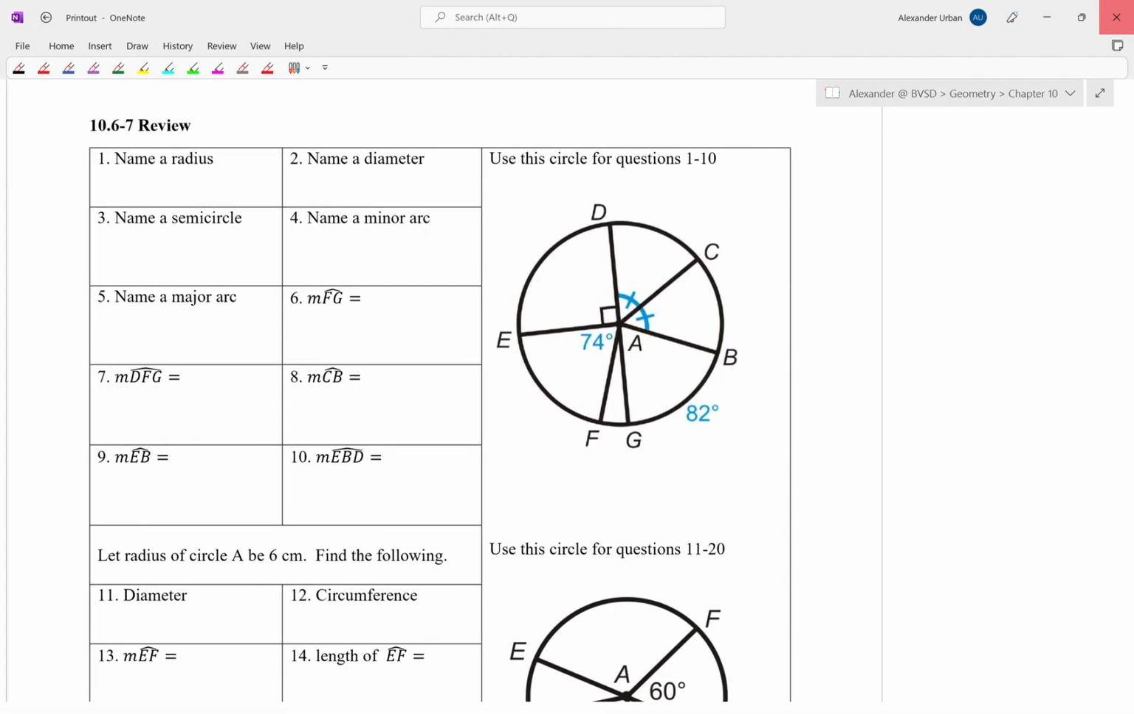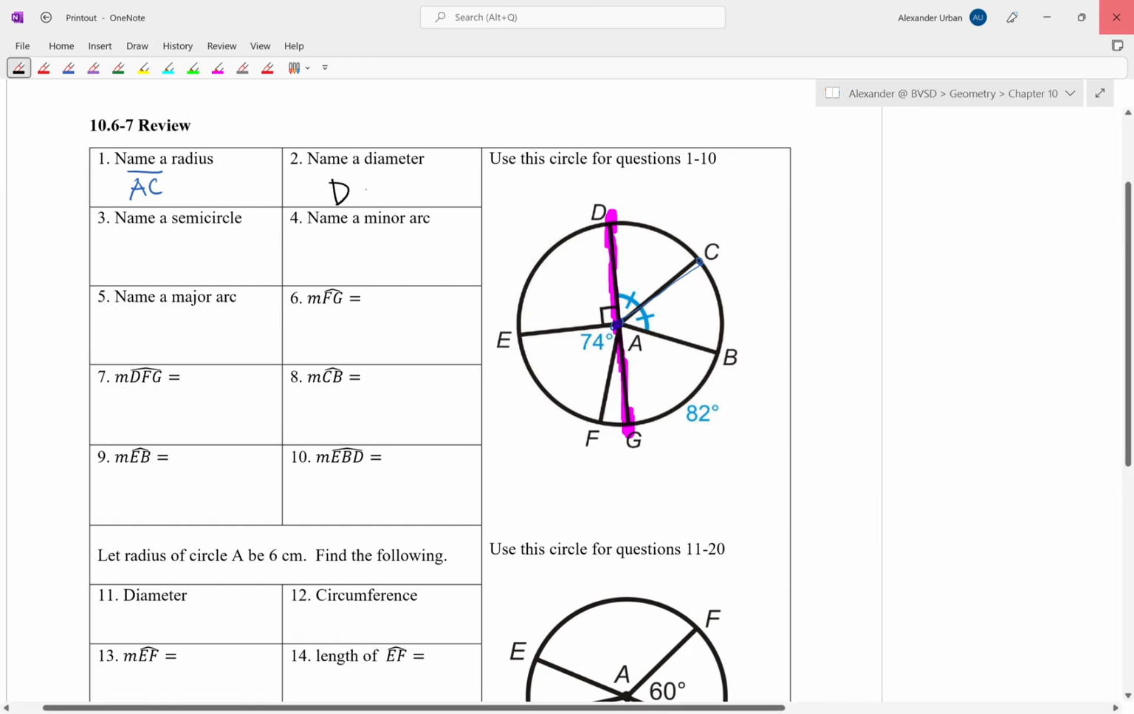Name any radius. We have to remember a radius starts from the center and goes to the outside of the circle. So I just labeled one, and I'm going to call it AC. And since it's a radius, it is a segment. Remember that. Diameters could be the same thing, but I'm going to label a diameter for you. A diameter is very similar to a radius, but it is double of what the radius is, and it still goes through the center. So you can see in this one here, I have from points D to G should be a diameter.